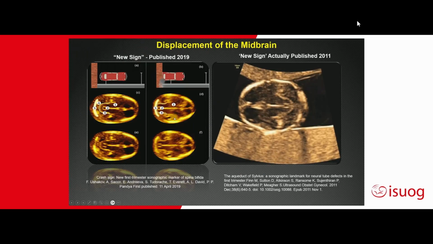The other landmark is the crash sign, which was titled a new sign in 2019, where you get posterior displacement of the midbrain, but it was not new at all. We had actually reported on it 8 years earlier, the exact same sign. And look at this schematic because it tells you exactly what happens in spina bifida. We like this marker because everybody in this room knows what a BPD looks like, whereas there's a learning curve in understanding all the lines and spaces with the intracranial translucency.